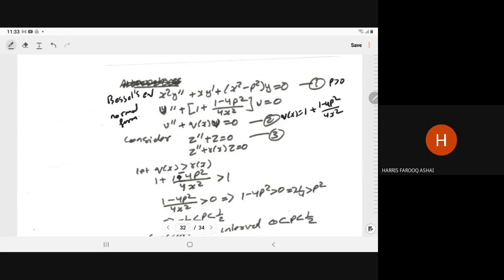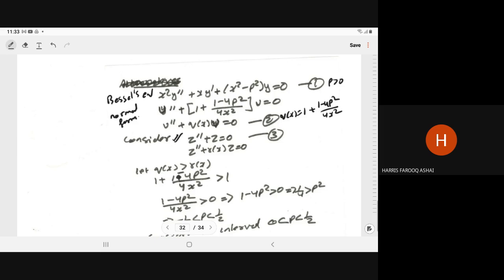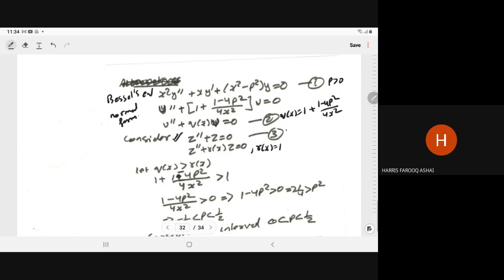Now for comparison, we take another equation, z double dash plus z equal to 0. This can be written as z double dash plus r(x) z equal to 0, where r(x) is equal to 1. For this equation we have the solution z equal to c1 cos x plus c2 sin x. Due to the involvement of cos x and sin x, the solution has infinitely many zeros. And you know the period of sin x and cos x.